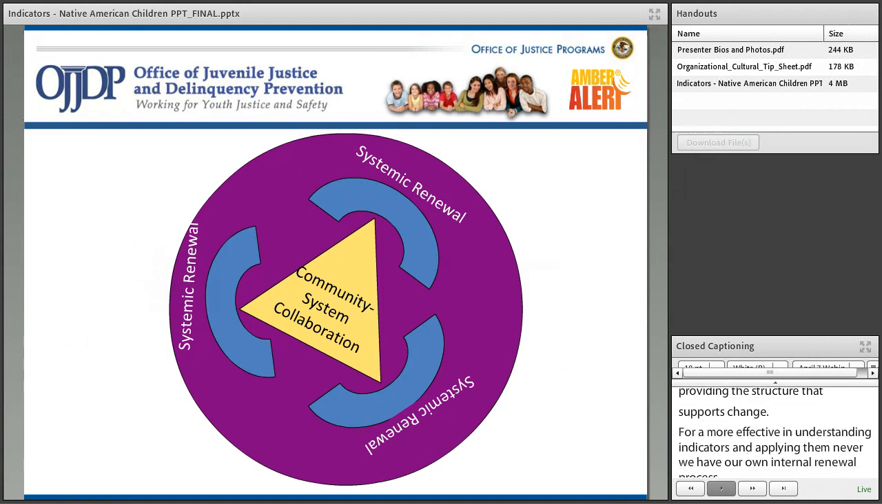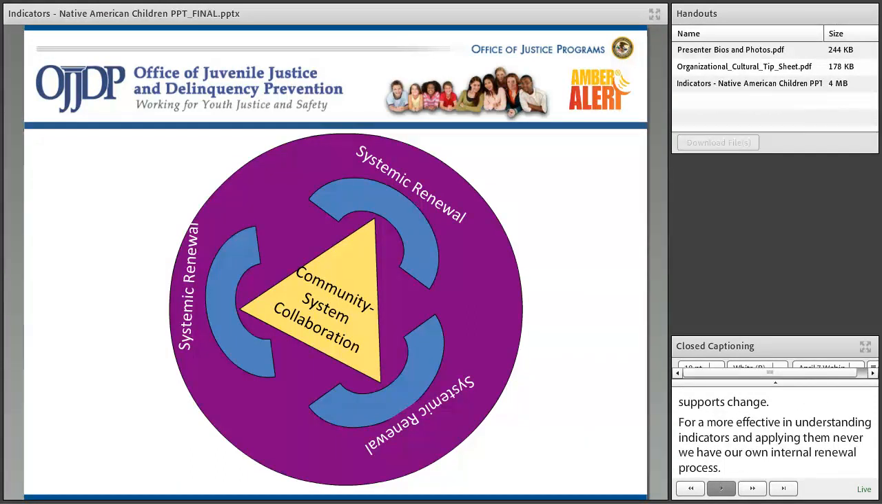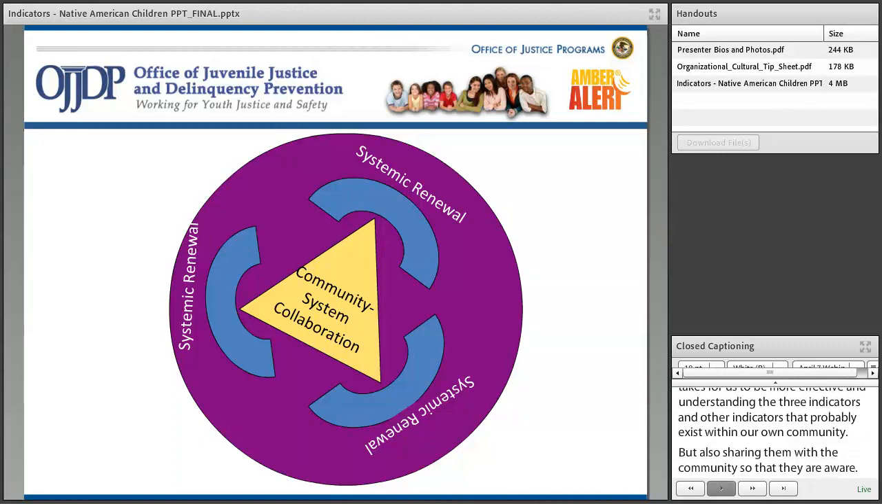So that's just a diagram. Community system collaboration is really what it takes for us to be more effective in understanding the other indicators that probably exist within our own communities, but also sharing them with the community so that they're aware. It's unfortunate that as the professionals in the community, we hold a certain knowledge, but we don't think of sharing that with the community at a level that they understand so that they can be their own advocates.